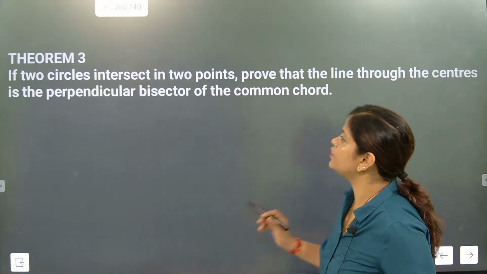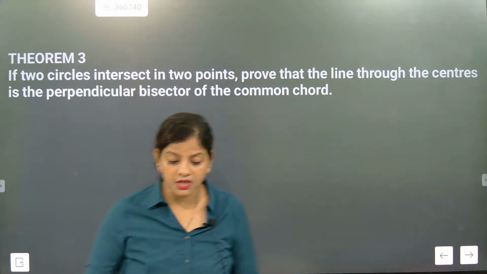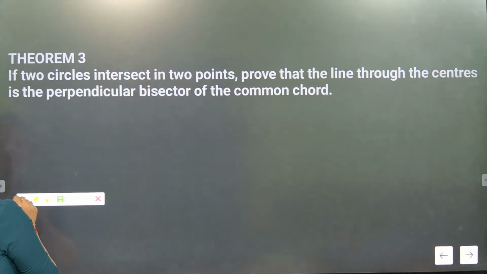What is the question? If two circles intersect in 2 points. If two circles are intersecting in 2 points, so let the circles intersect in 2 points.